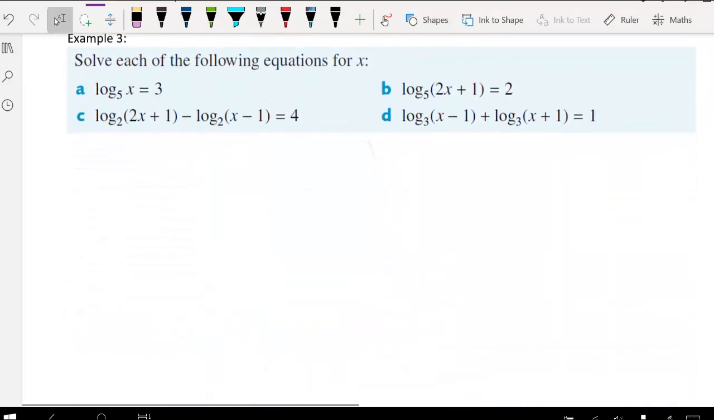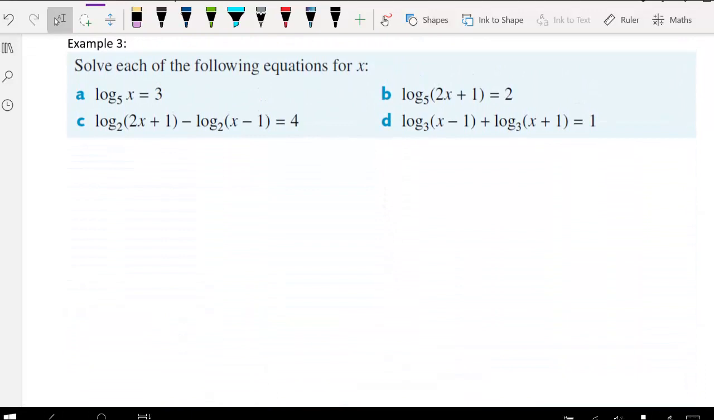Okay, so we're moving on to a third example now. In this example, we're looking to solve. So for each of the following equations, we want to solve for x. So by applying our log laws, we should be able to isolate the unknown. So log base 5, x is equal to 3.